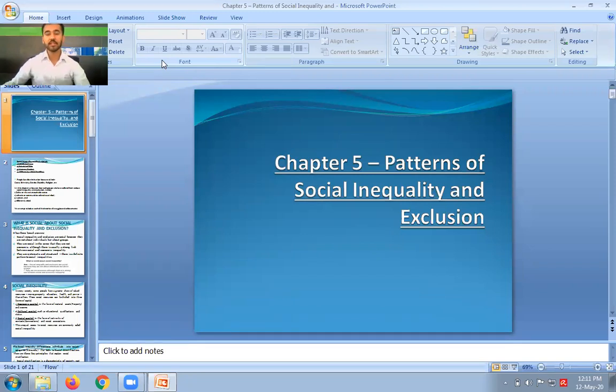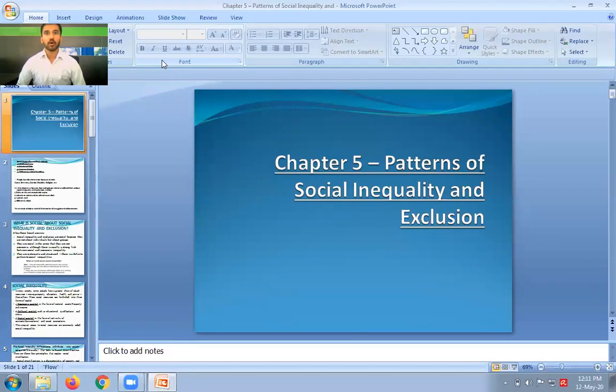Now, pattern means arrangement, right? Pattern means the way things are arranged, or the way things are designed, the way things are formed in our Indian society. We're going to understand those patterns, right? Patterns of social inequality and exclusion, right?